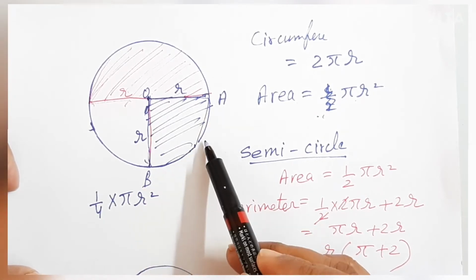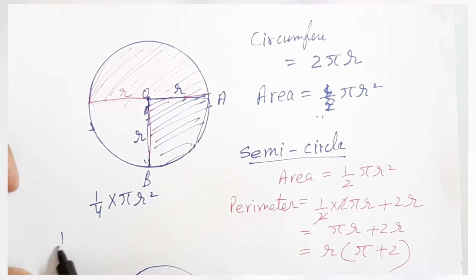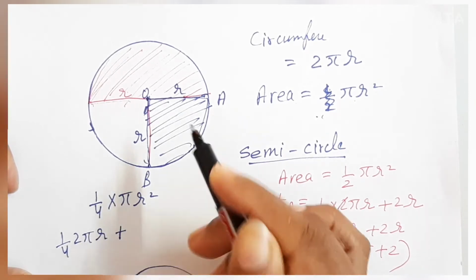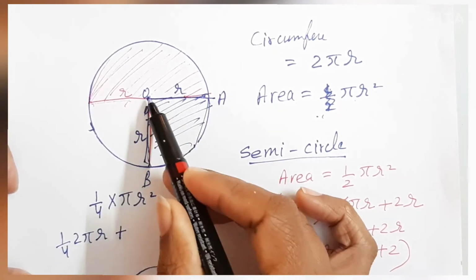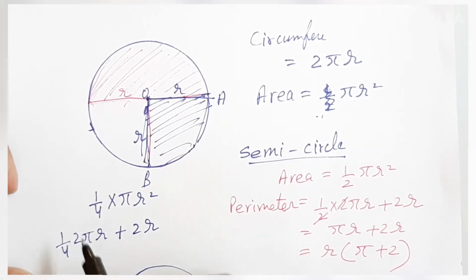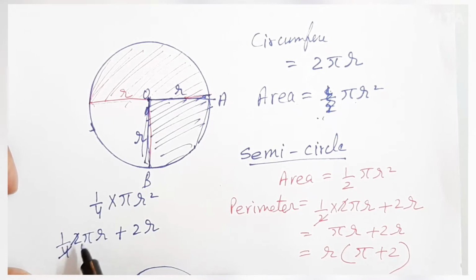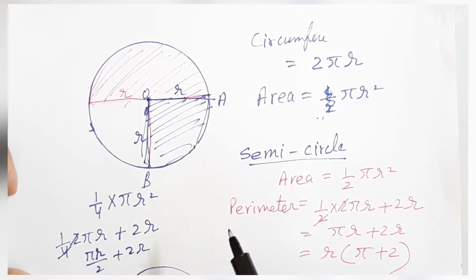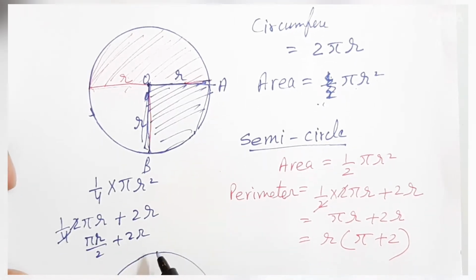Yes, its perimeter will be 1 upon 4 into 2 pi r plus the length of the two radius, that is 2r. Now here again this will get cancelled. So it is pi r upon 2 plus 2r. Now students, here we can take r common. Clear?